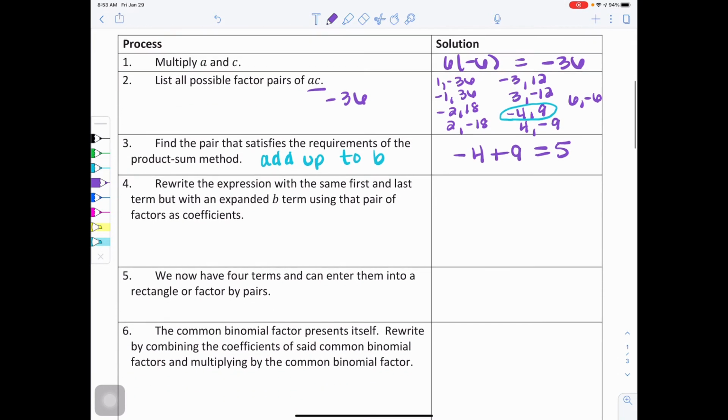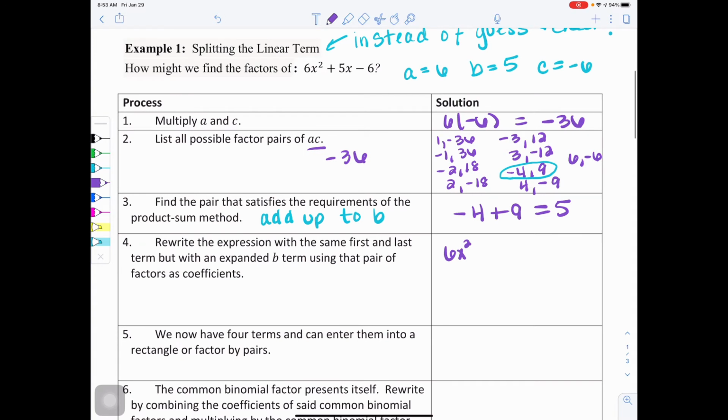Now in step 4, rewrite the expression with the same first and last term, but with an expanded B term using that pair of factors as coefficients. So we're going to keep the 6x squared, because that was the original first term. We're going to keep the minus 6, so it says keep the same first and last.